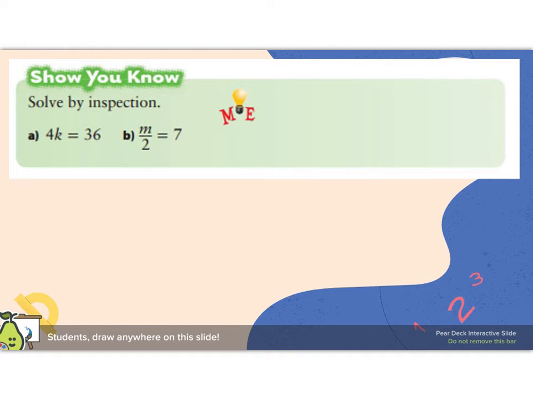All right, give these two a try on your own. Pause the video and give this one a try. 3, 2, 1, and then here's your answer. For the left side, k should be equal to 9, and on the right side, m would be equal to 14.